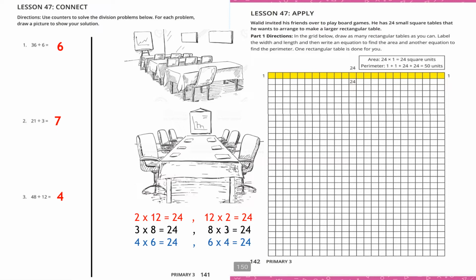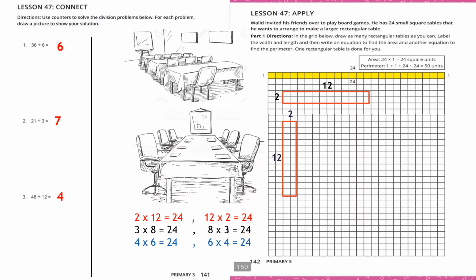Let's draw them. The first equation, 2 times 12 and 12 times 2. Like this. 2 times 12 and 12 times 2. We will put 2 as rows and 12 as columns. And here we will switch them. We will make 12 as rows and 2 as columns. Okay? All of them, the area will be 24. 2 times 12 and 12 times 2 equals 24.